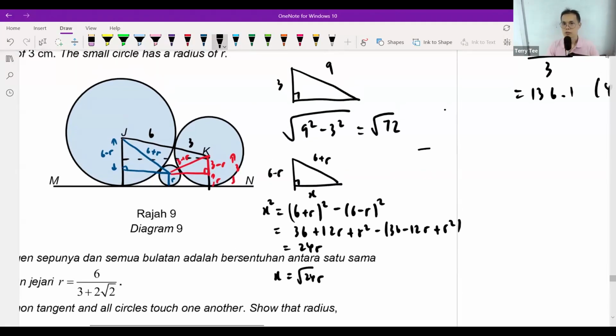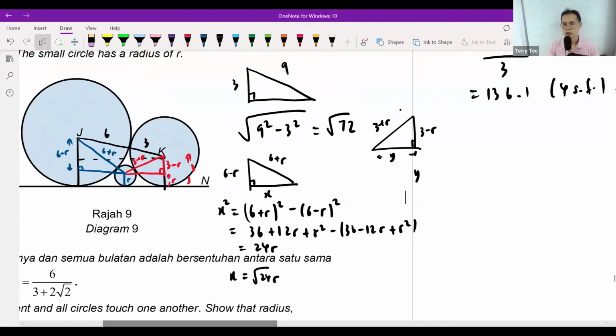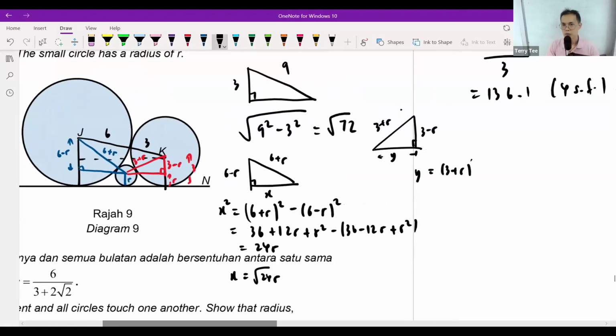So I draw over here. This is 3 minus r. This is 3 plus r. Let's call this length y. So my y would be, let me move over to the right a little bit. Okay, my y would be (3 plus r) square minus (3 minus r) square.